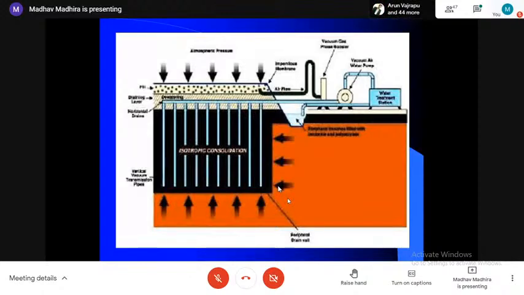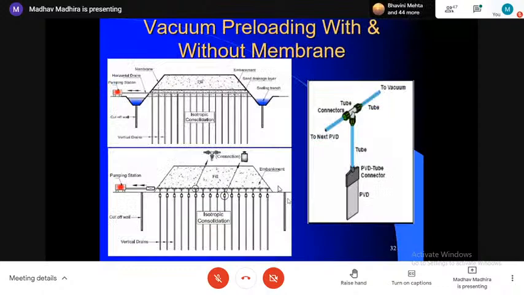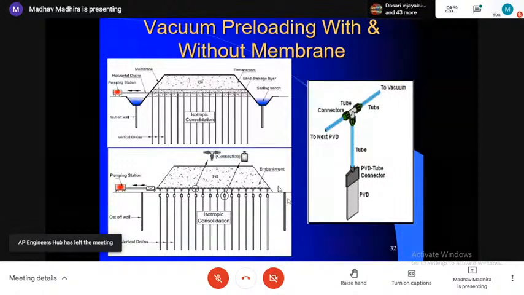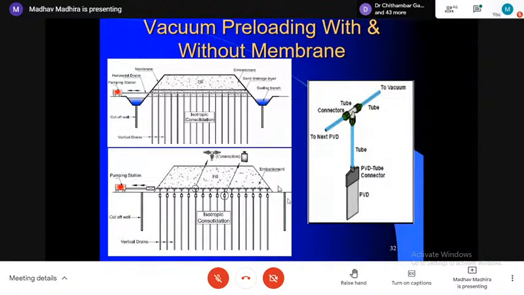There are two ways in which you can do it. You provide a membrane and seal it with a water trench, etc. Or each drain is connected to the vacuum pump directly, as you can see in this one. So vacuum is applied to the drain itself and the water is sucked from inside the ground.